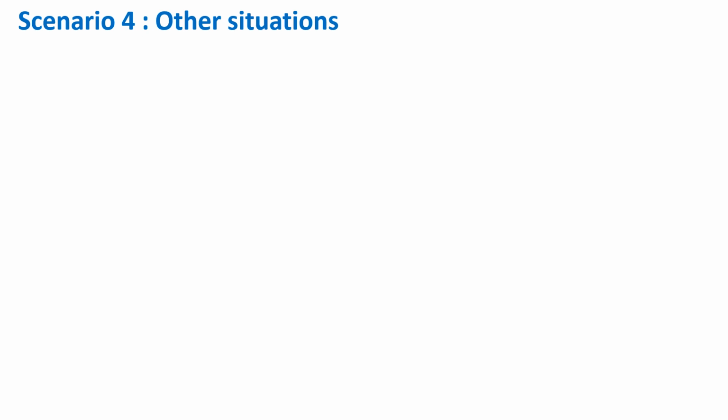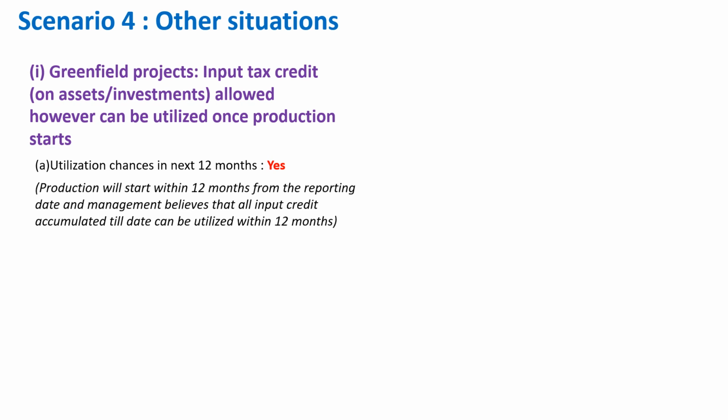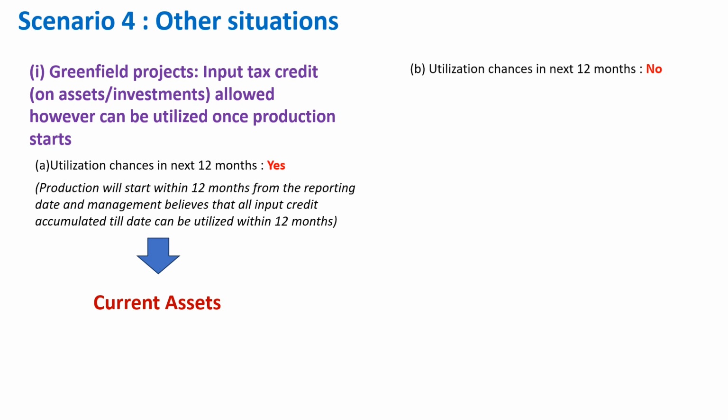Now let's try to understand scenario number 4. In different situations, how the input tax credit is classified into current and non-current. The first one is greenfield projects, where input tax credit on assets and investments is allowed, however, it can be utilized once production starts. So similarly here, utilization chances in the next 12 months, the answer is yes. That means production will start within 12 months from the reporting date and management believes that all input credit accumulated till date can be utilized within 12 months. So if that is the scenario, it has to be treated as current assets.